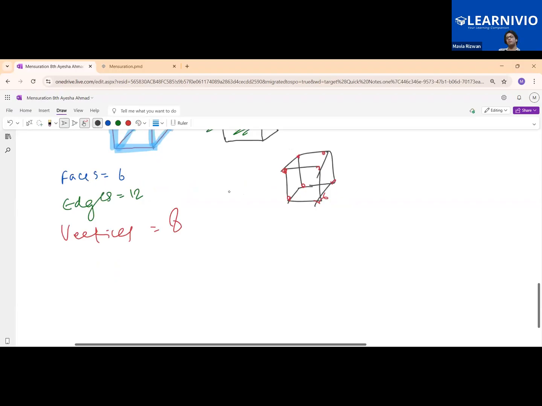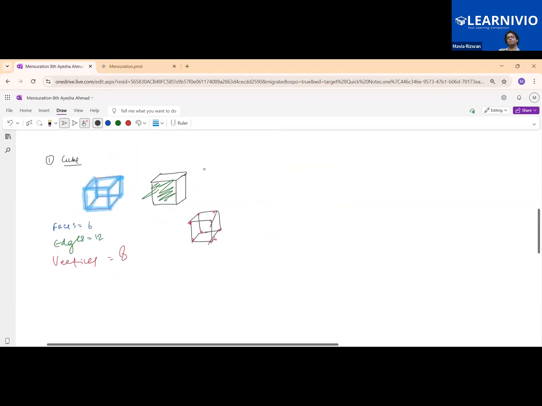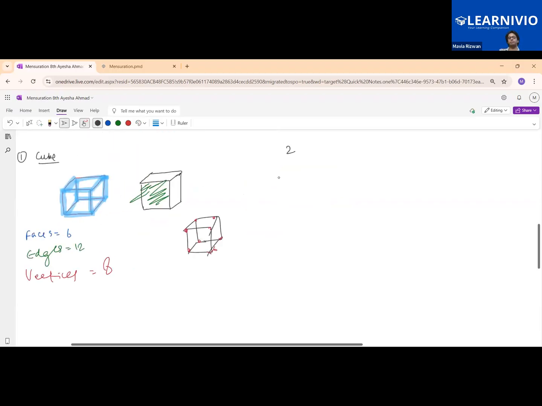Okay, I'll simultaneously write cuboid here. Cuboid. Aisha, you write first cube and then cuboid on the next page. Okay, like this. So cuboid, same faces.